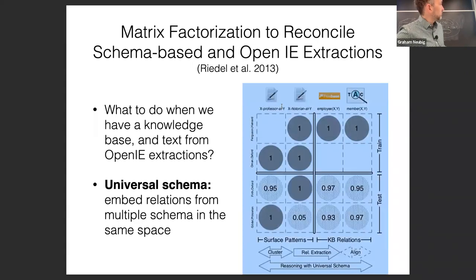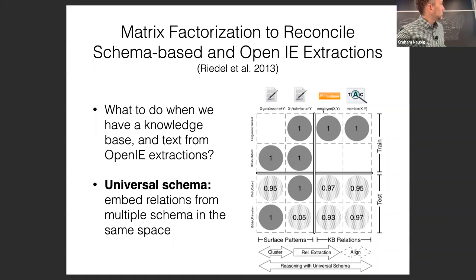So we basically have relations from, for example, I apologize, these are the OpenIE extractions, which are like X professor at Y, X historian at Y. And then within Freebase or Wikidata, we have employee. Within another knowledge base, we have the member relation. And so this also gives us a large incomplete tensor. And we can use a similar tensor decomposition algorithm to basically reduce the rank of the tensor, increase the rank of the tensor, and allow us to predict missing knowledge graph relations based on the fact that maybe they exist in the OpenIE extractions, but they don't exist in the original database here.